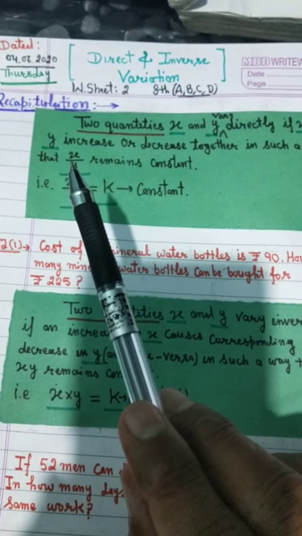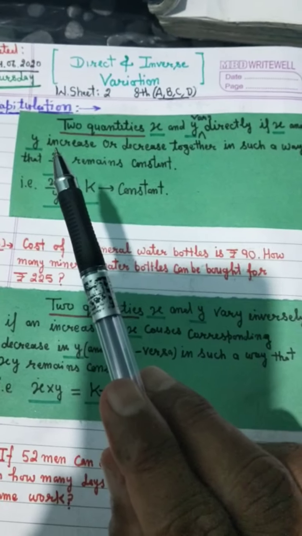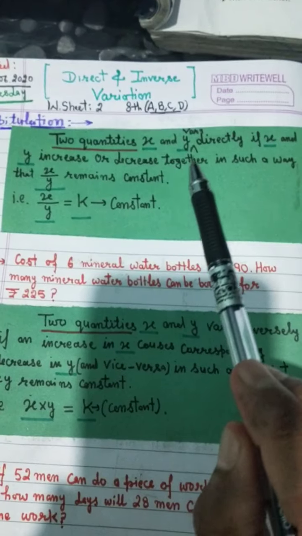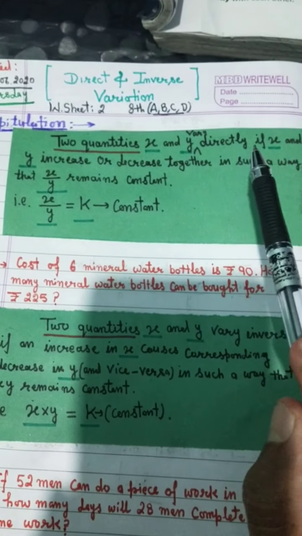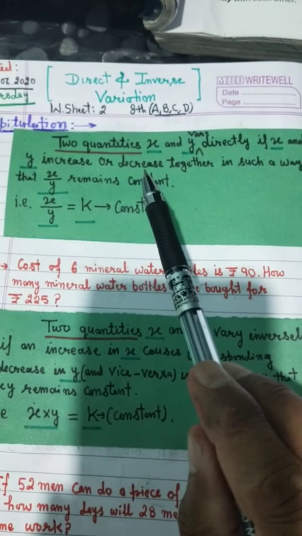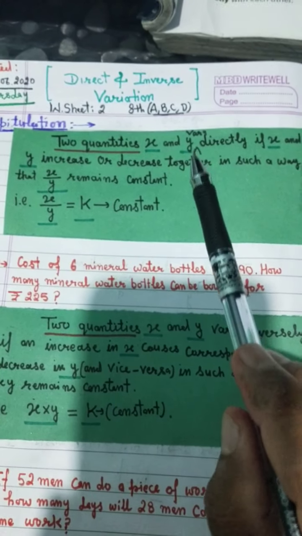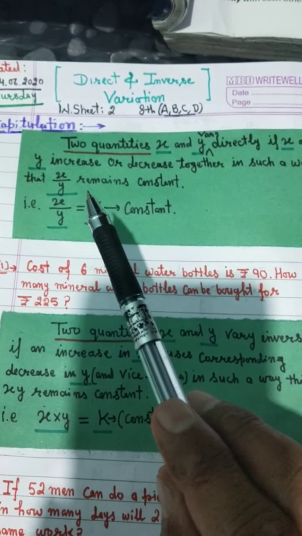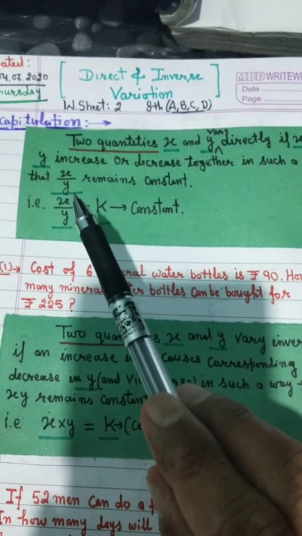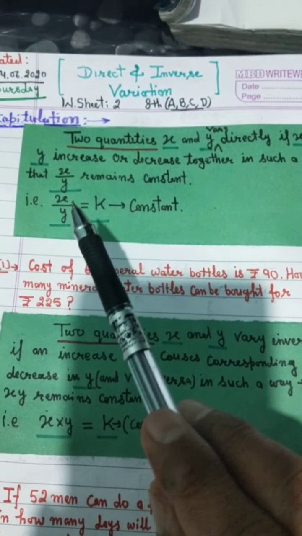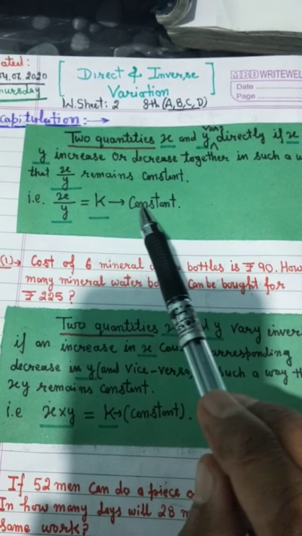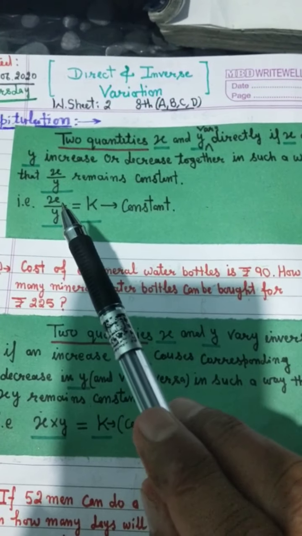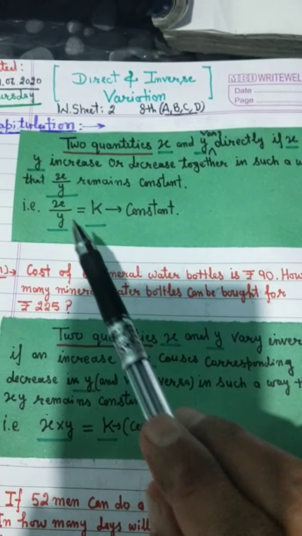So, first, today I recapitulate once again the definitions of direct and inverse variations. Two quantities x and y vary directly if x and y increase or decrease together and vice versa in such a way that the ratio of the two quantities remains constant. The ratio of x upon y remains constant. That is, x upon y is equal to k. k is called the constant. x and y are two quantities. This is called your ratio. Ratios can be expressed as fractions.